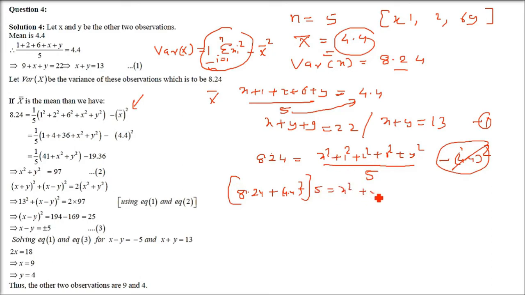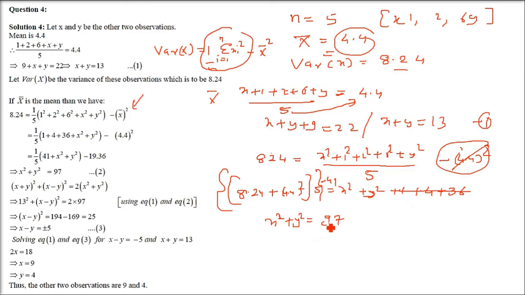And then this is x square plus y square plus 1 square is 1, 2 square is 4, 6 square is 36. So you are going to get 41 here. So you can take 41 to the left hand side, subtract, and you will get x square plus y square. I am not solving it, I am just giving you the final answer. X square plus y square is going to be 97. This is 8.24 plus 4.4 whole square multiplied by 5 minus 41.